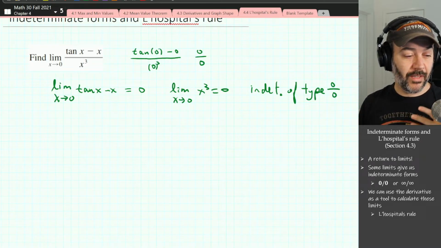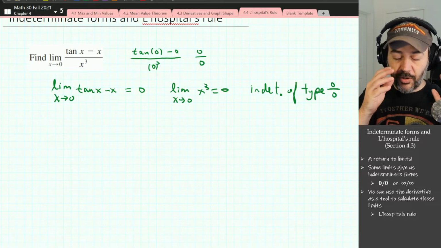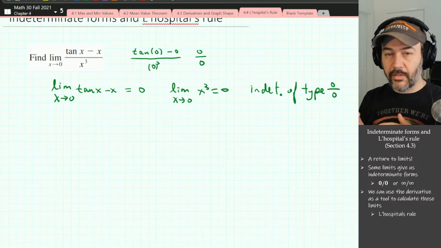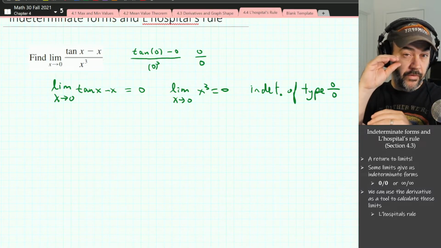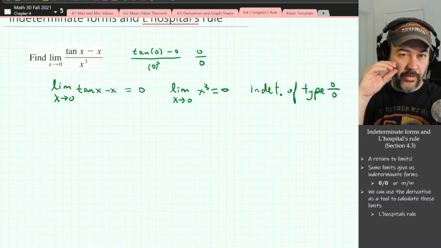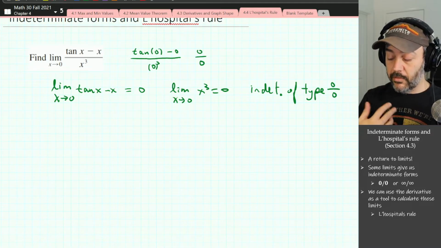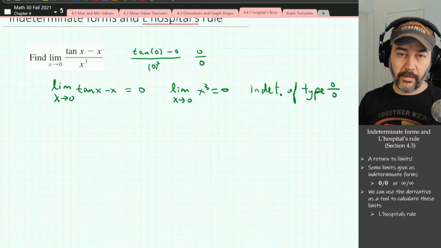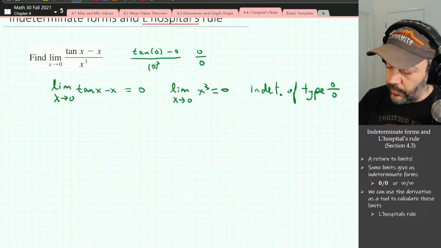So you need to show the limit of the numerator, show the limit of the denominator, and you need to either get 0 over 0 or infinity over infinity. You can get negative infinities, that's fine, but you either need 0 over 0 or infinity over infinity, or it could be negative. Okay, so we can start doing this.